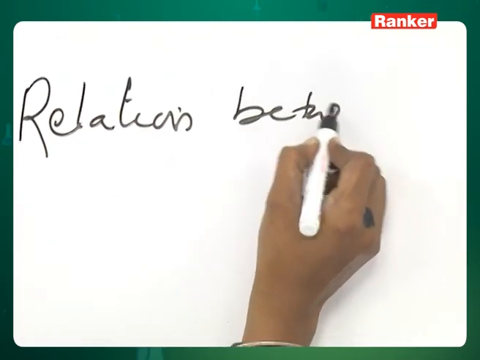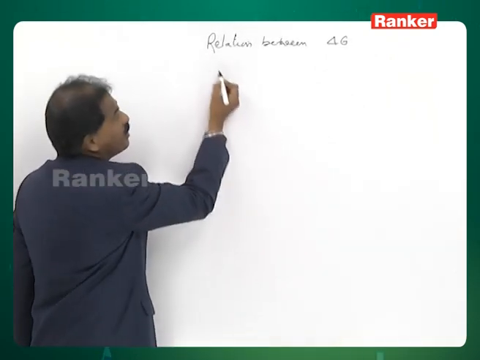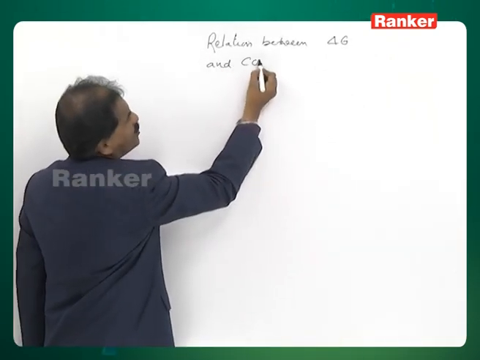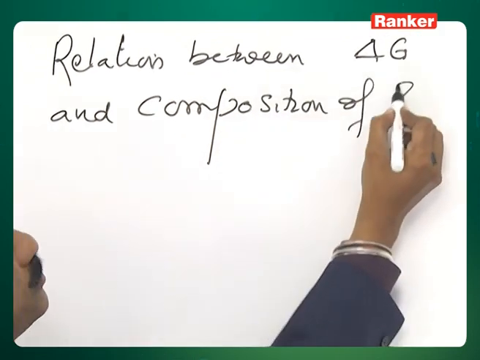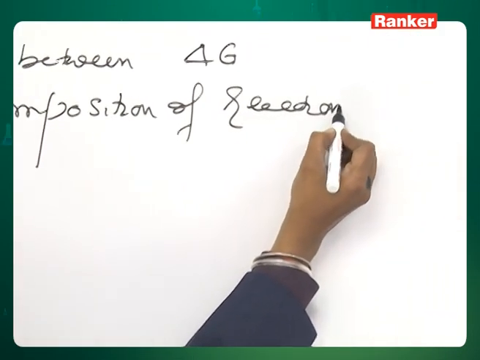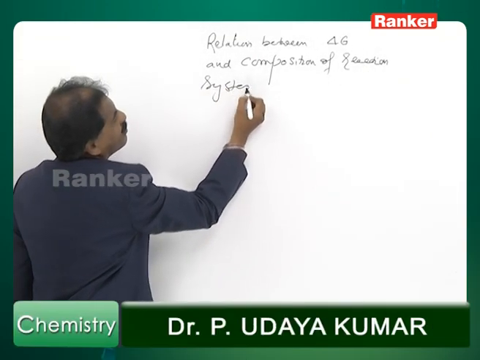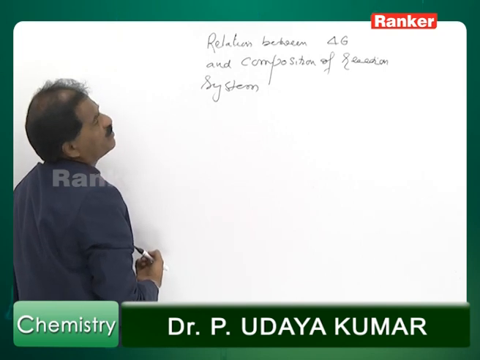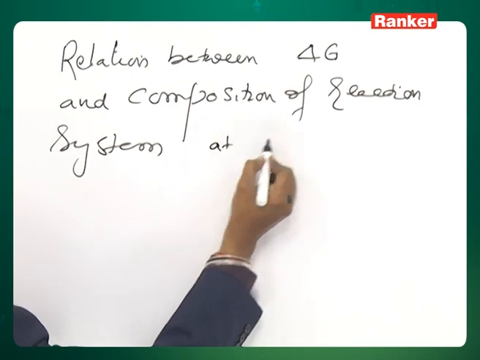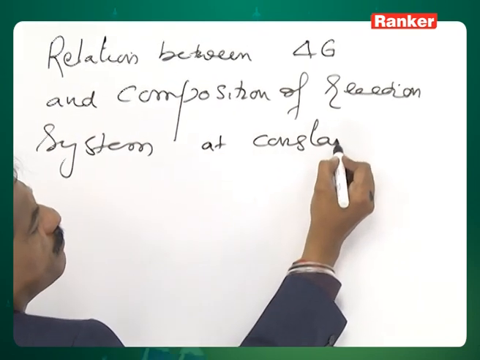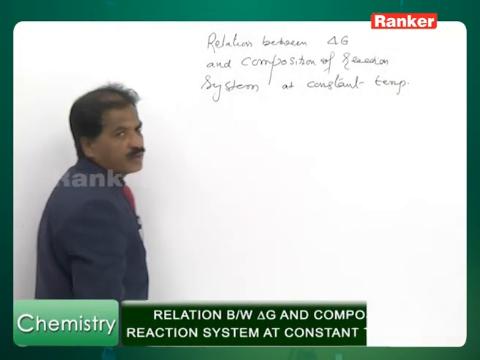Relation between free energy change, that means del G, and composition of reaction system. Relation between free energy del G and composition of reaction system at constant temperature.